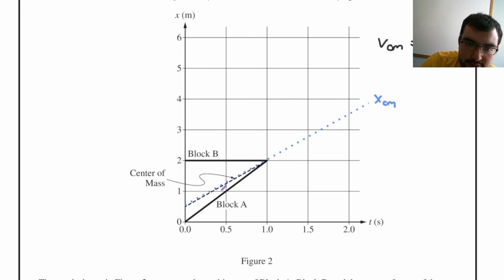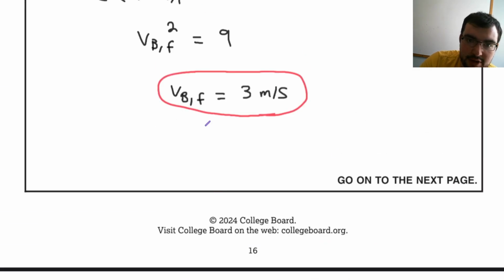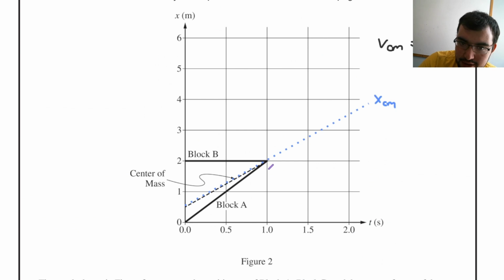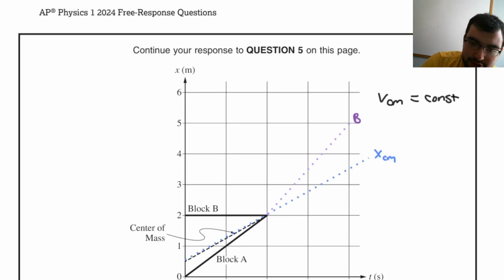So block B, initially not moving, but then after the collision, we said moving at 3 meters per second. So I'm going to start here. And if it's moving at 3 meters per second, well, that means that after 1 second, I go 3 meters. So up 3 over 1. So that's B. And now we got to figure out A, which is when we can use momentum conservation here.